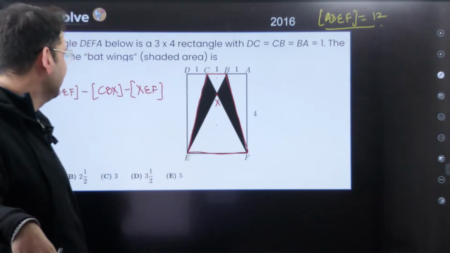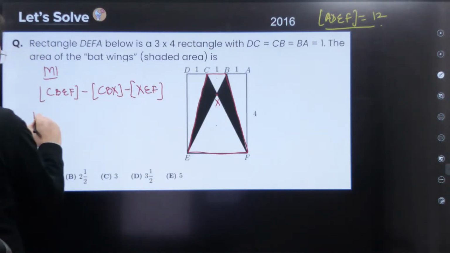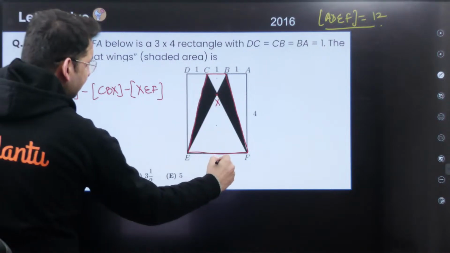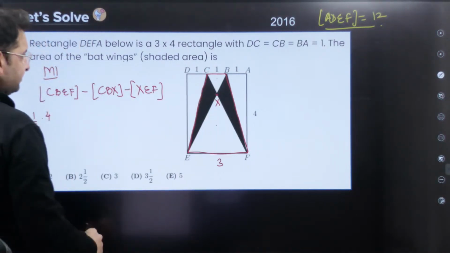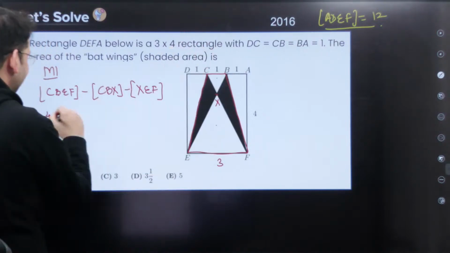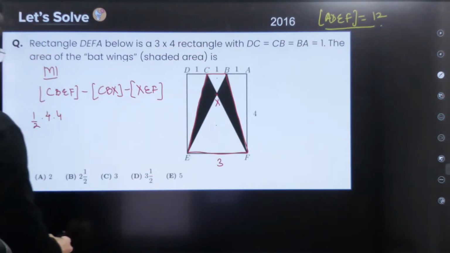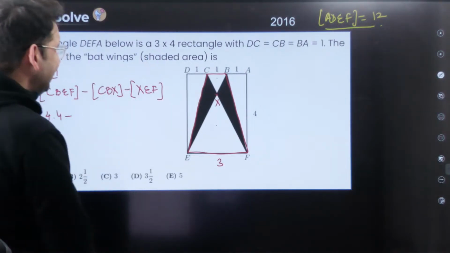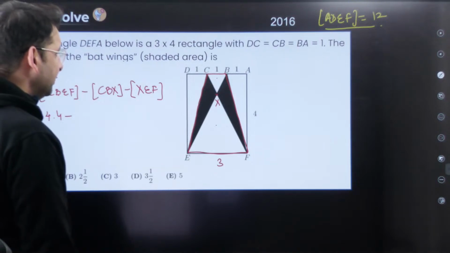I hope this is clear. And let us try to find this. What is the area of the trapezium? So half into sum of the parallel sides. So this is 3. So sum of the parallel sides is 3 plus 1 is 4, into this height, which is 4. Half into sum of parallel sides into height. Minus CBX and EFX. This is what we need to find out.